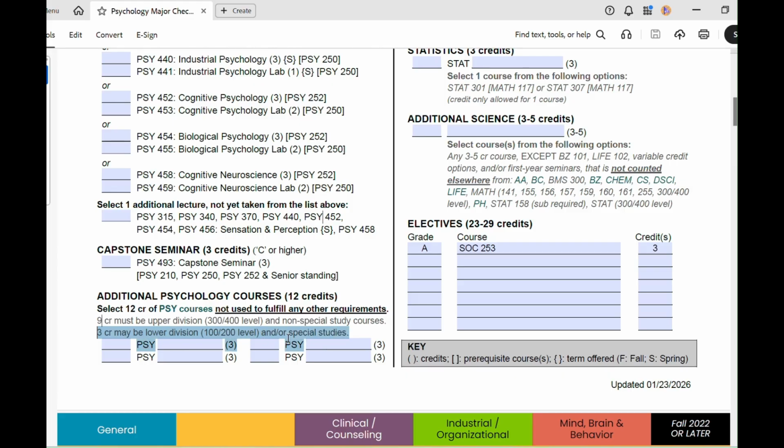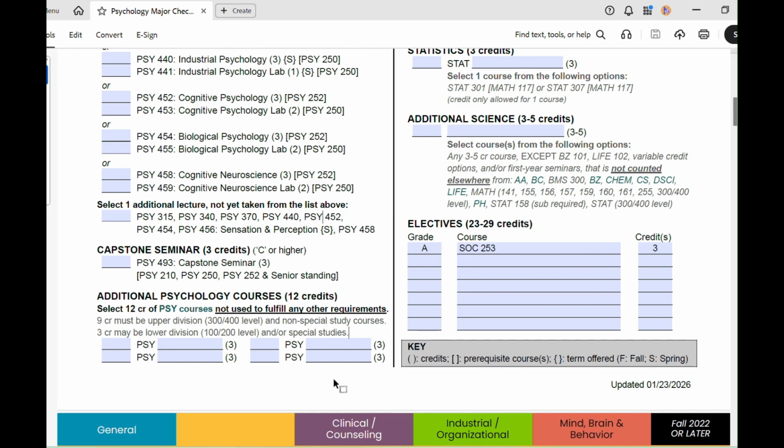Last 3 credits or 4th course for your psychology elective, it may be a lower division course, so at the 100-200 level, and or special studies. What this means is your last psychology elective can be a 100 level course or a 200 level course, or it could be a special studies opportunity. Special studies entails being a research assistant with a psychology faculty member, being a teaching assistant for a psychology faculty member, or you could even do an internship within the psychology field and earn these 3 credits. It is a great opportunity to continue building professional bonds with psychology faculty or members within the psychology field outside of CSU.